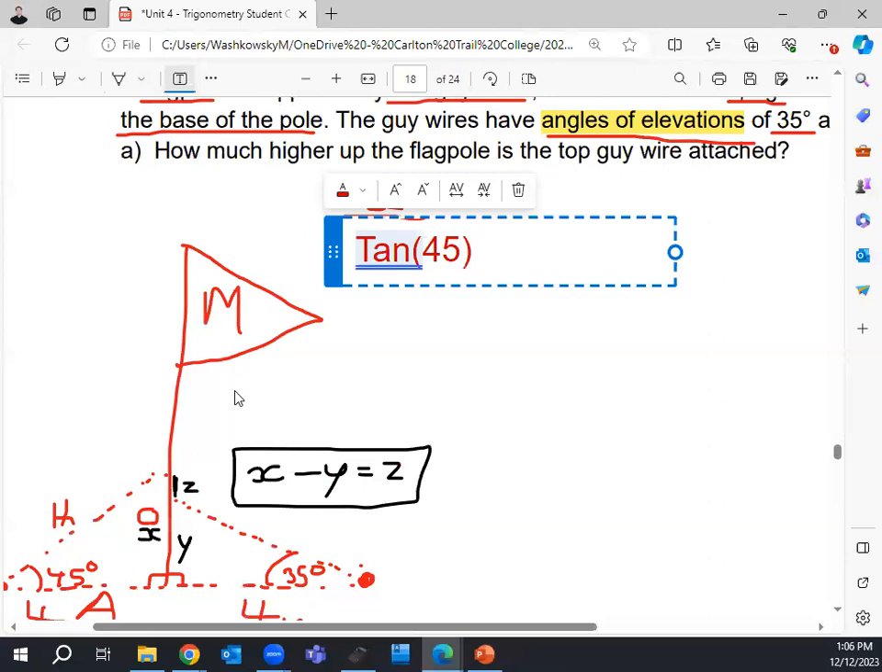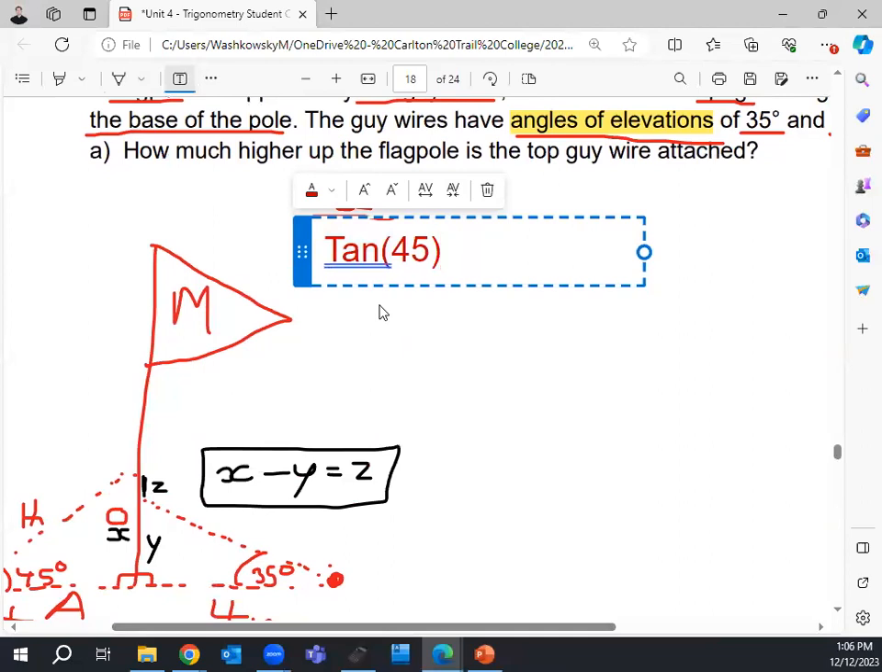If you didn't think that through, that's okay. It's not going to change your answer. Either way, you're figuring out how much higher one wire is than the other. Doesn't matter which one's on which side. If it matters, it will tell you, or it'll give you information that matters for that.